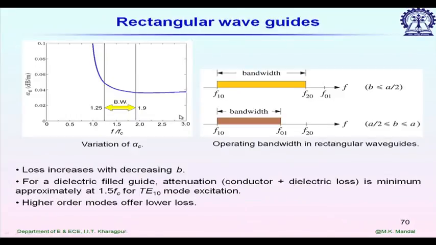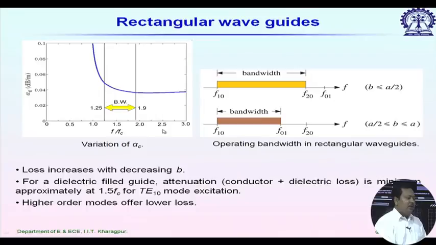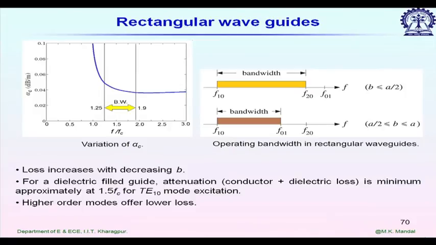So, standard waveguide, its dimension is determined by these cutoff frequencies. For example, for WR90, you can calculate the cutoff frequency, and accordingly you calculate the 1.25 fc value and 1.9 fc value. You will see that the cutoff frequency for standard WR90 comes to approximately 6.35 gigahertz, and then the bandwidth is 8 gigahertz to approximately 12 gigahertz.